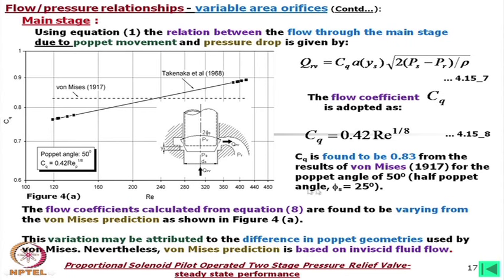So, through the experiment, we found that this formula holds good for this type of valve, this type of poppet, the main poppet. But again, this is an empirical relation, it depends on what geometry we are using. So, for a particular valve, this formula will be a particular formula. Maybe if you change this angle, this coefficient will be something different.